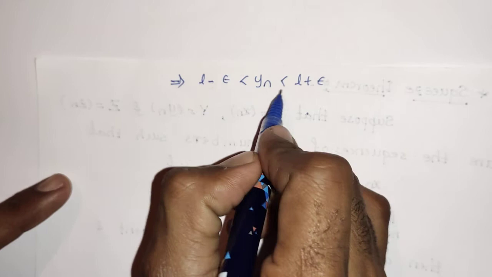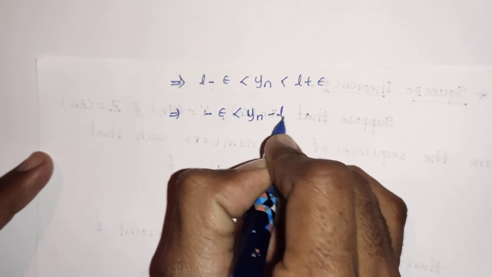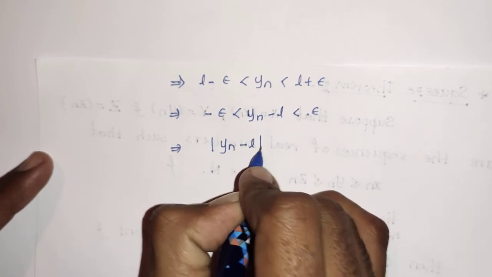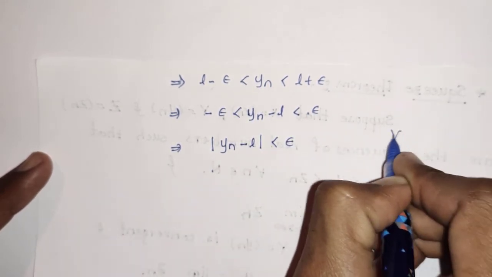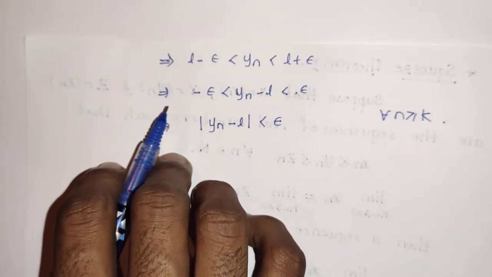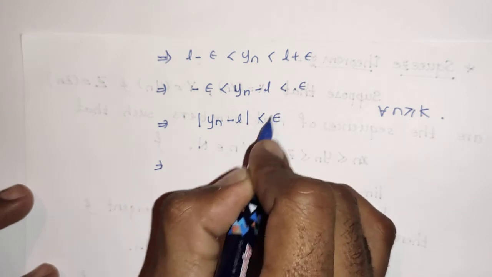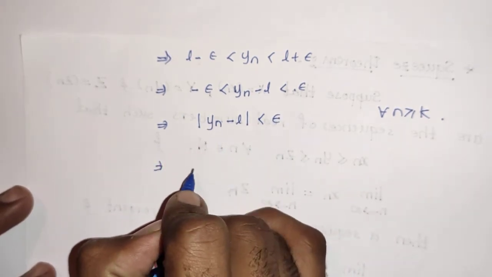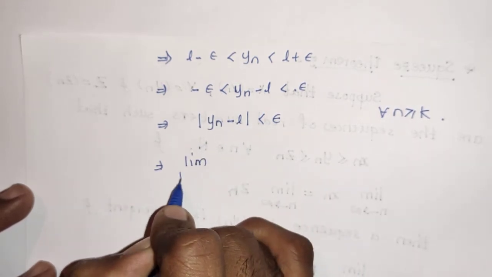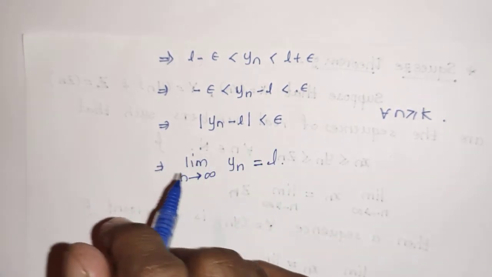So subtracting L on all these sides, we get −epsilon < yn − L < epsilon. So by using the property of modulus, |yn − L| < epsilon for all n ≥ k. So hence we get |yn − L| < epsilon, which means this L is the limit of the sequence yn. This implies the limit as n tends to infinity of yn is equal to L. This is our required proof.